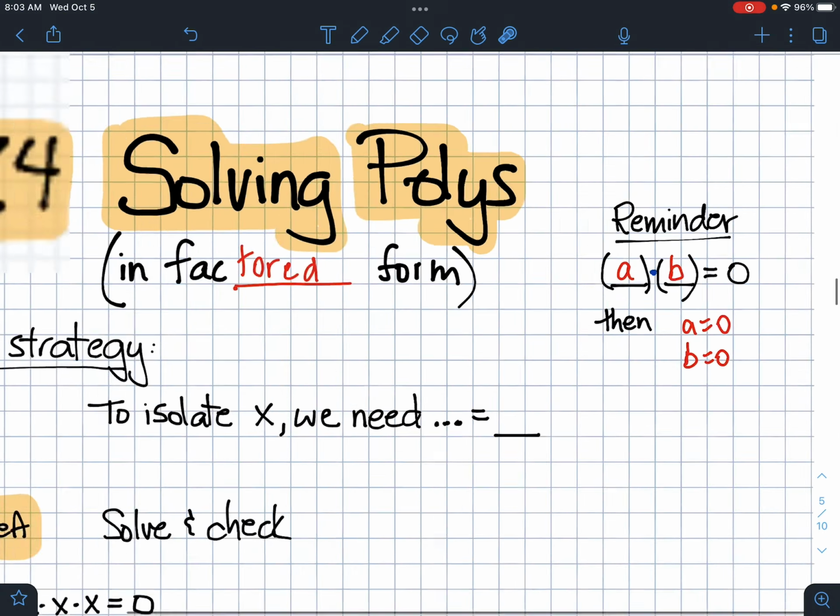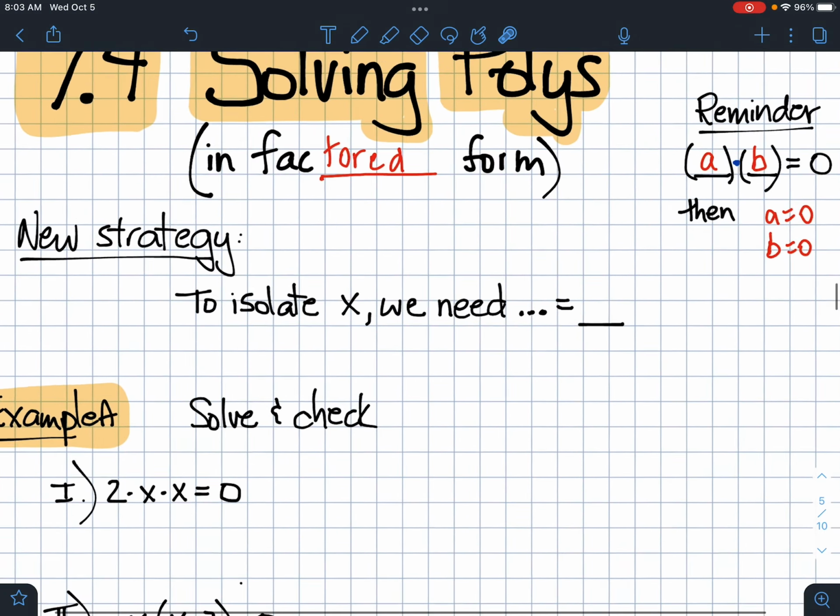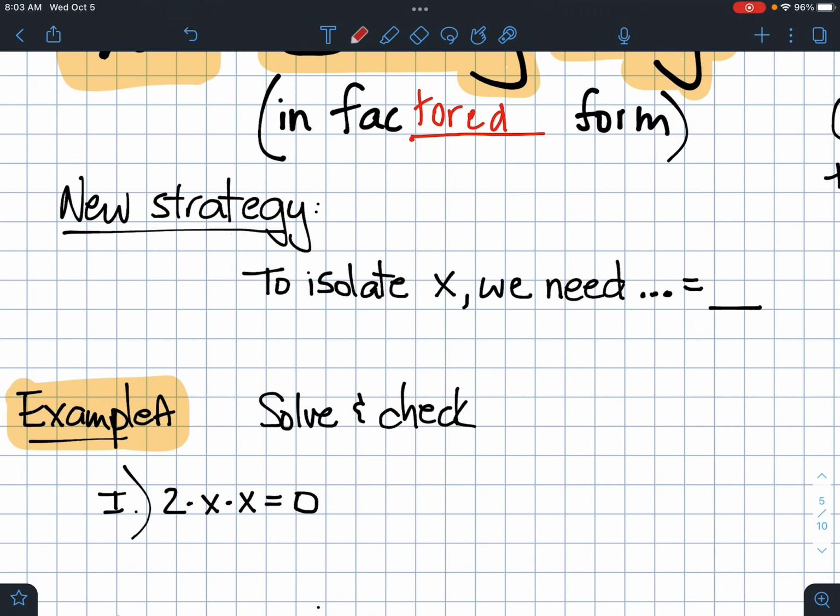All right? So the key thing about this whole process, besides that times sign, is the fact that we have it set equal to 0. If a problem is not set equal to 0, please make it so.